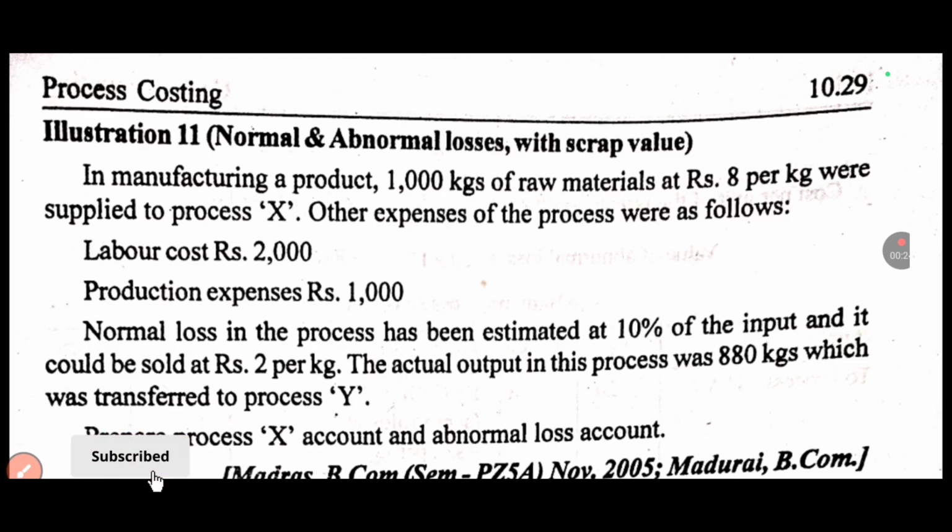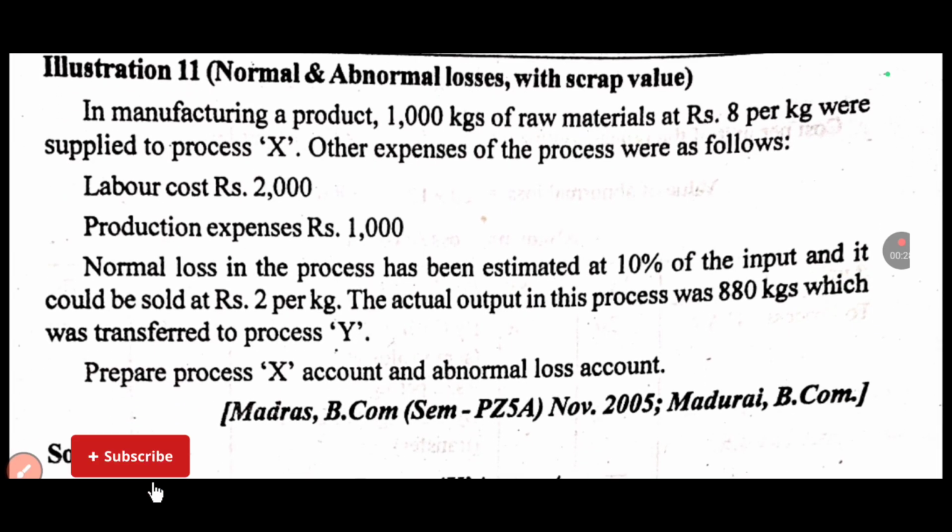Labor cost 2000 rupees, production expenses 1000 rupees. Normal loss in the process has been estimated at 10% of the input and it could be sold at rupees 2 per kg. The actual output in this process was 880 kilos, which was transferred to process Y. Prepare process X account and abnormal loss account.